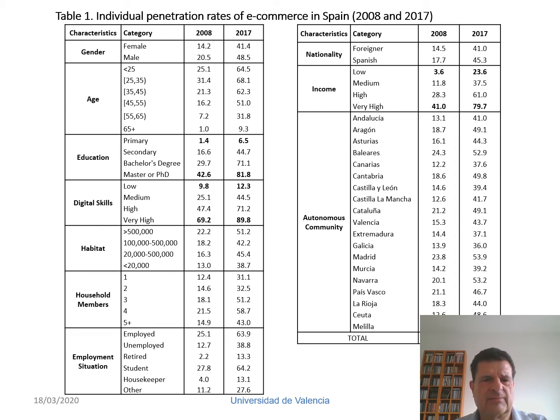Absolute figures are higher. If you look at education, you would guess ahead of time that the more education people have, the more penetration they have of e-commerce. And that is usually typically the case. You see that in 2008 that was 1.4, and then it came up to 42.6 in the case of master or PhD person. Now, if you go to 2017, you see that the penetration has increased dramatically for the primary studies persons, and also has increased for the master or PhD.